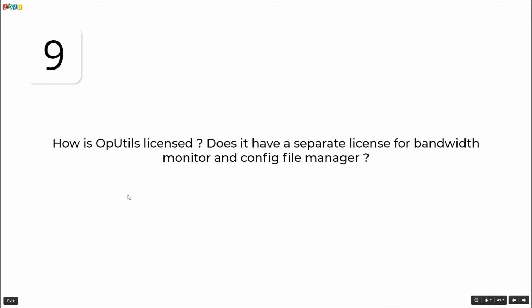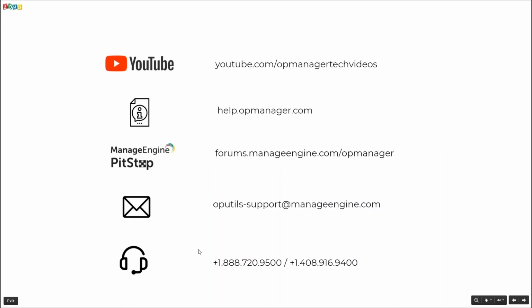How is OpUtils licensed? Does it have a separate license for bandwidth monitor and config file manager? OpUtils is licensed based on the number of IPs and ports which you want to manage. In IPAM, it is licensed based on the total number of IP addresses you want to manage, and in Switchboard Mapper, it is based on the number of ports you want to monitor. Bandwidth monitor and config file manager are not licensed. They are free tools available within the OpUtils standalone edition.